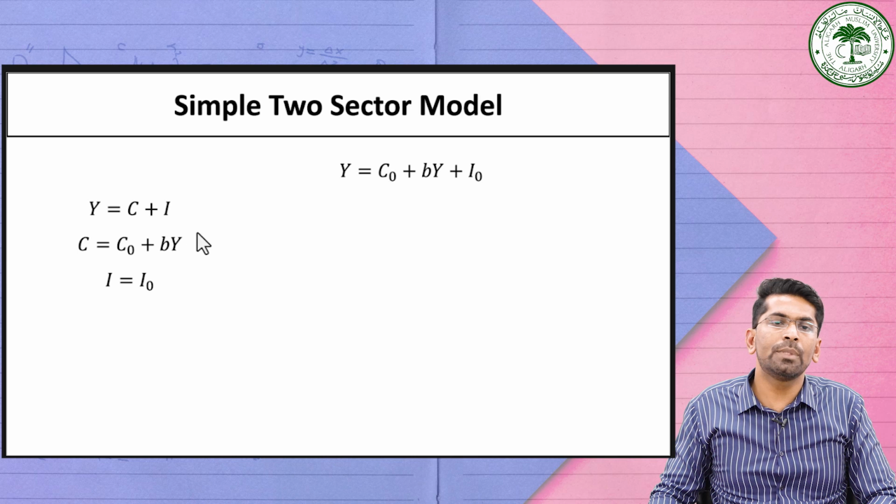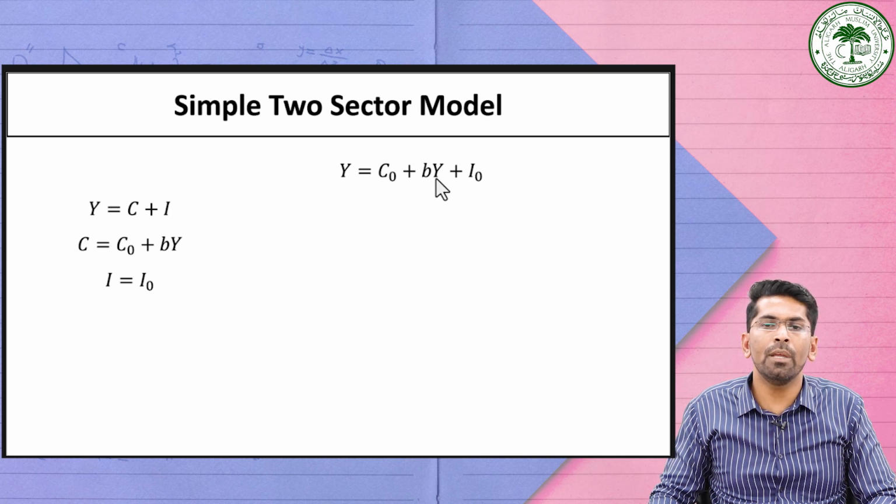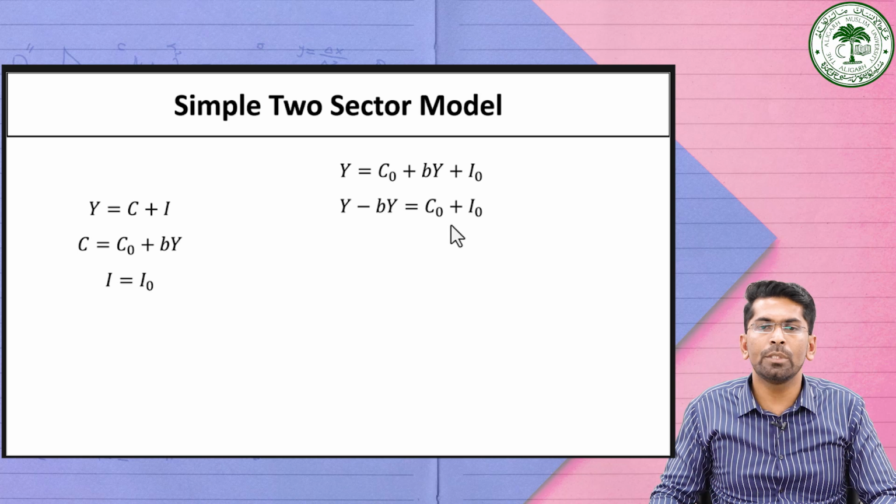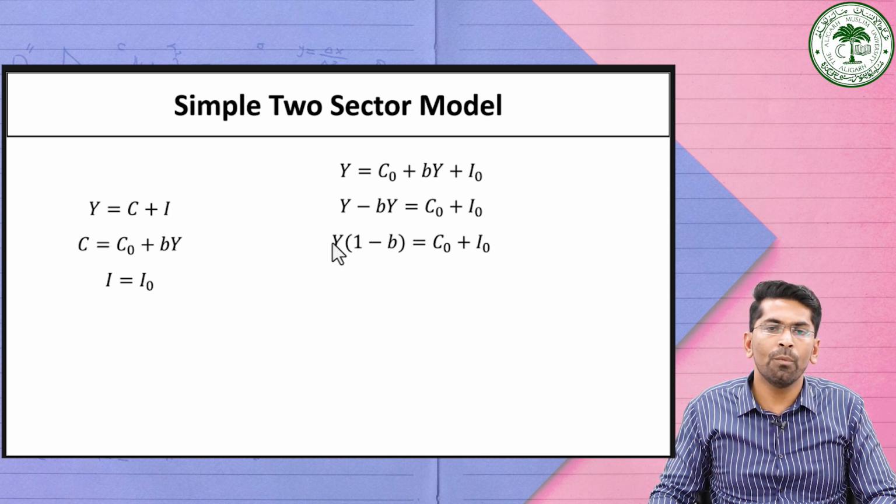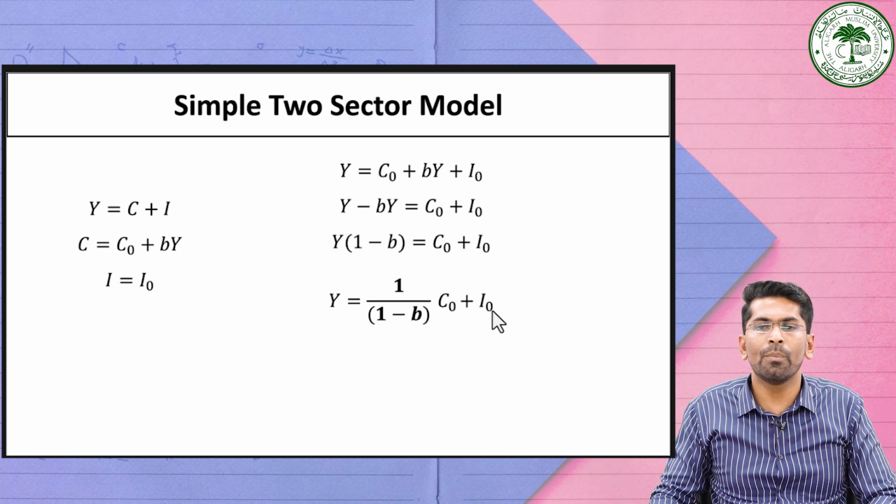Now we can substitute C and I into the level of income equation. So Y is equal to, instead of C, I am substituting C0 plus bY, plus I0, where I is equal to I0. Now taking the bY term to the left hand side of the equation, Y minus bY is equal to C0 plus I0. Here Y is a common term, so I take it outside: Y into 1 minus b is equal to C0 plus I0. Then Y is equal to 1 upon 1 minus b, times C0 plus I0.